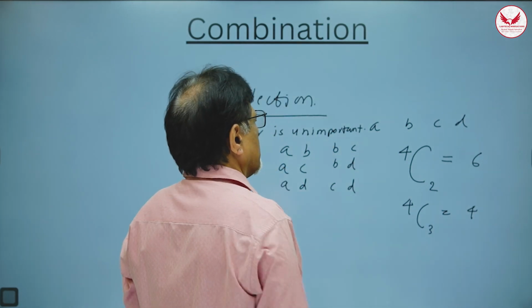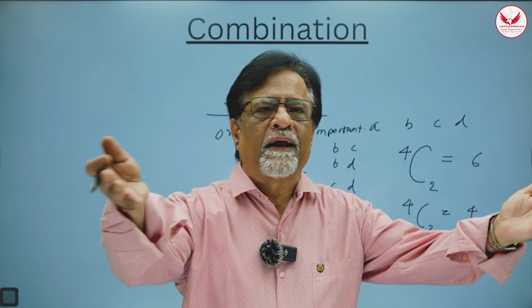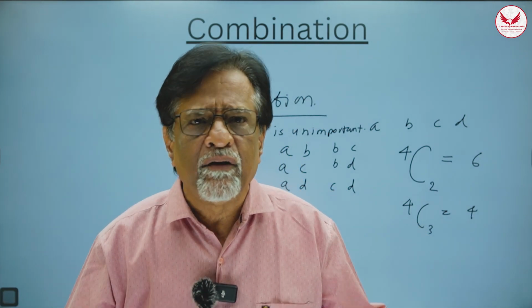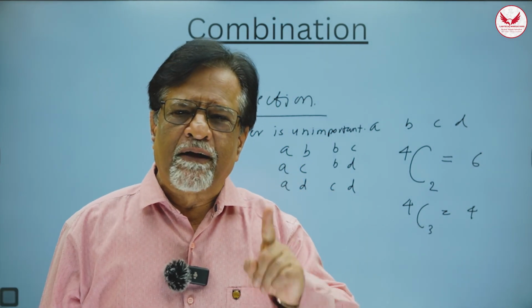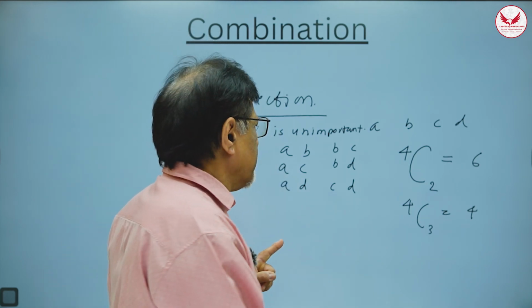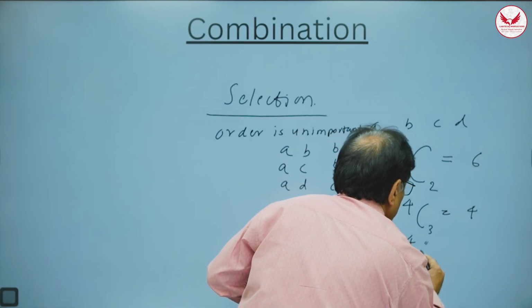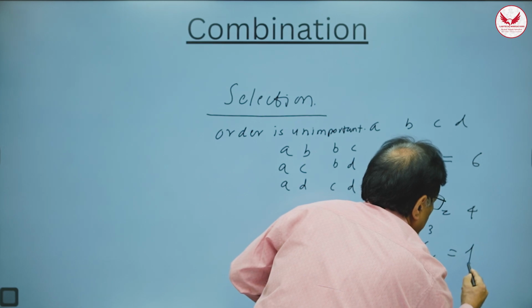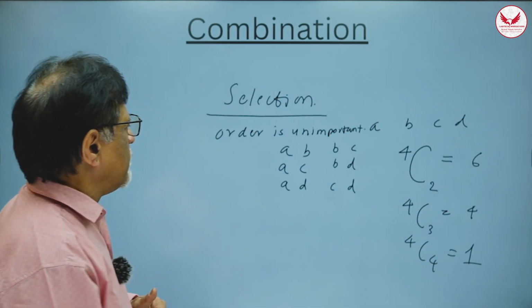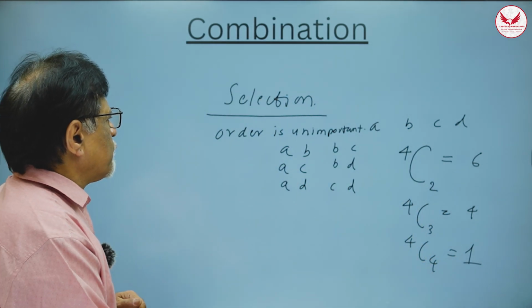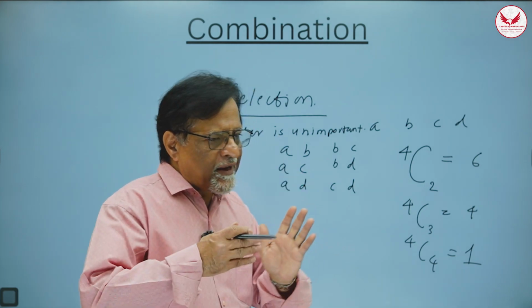Now, if you have got 4 candidates and all 4 are required, you have no choice. You have to select all of them. So that can be done in only one way, right? So 4C4 is nothing but 1. Only one way you can do it. So this is how the selections are there.